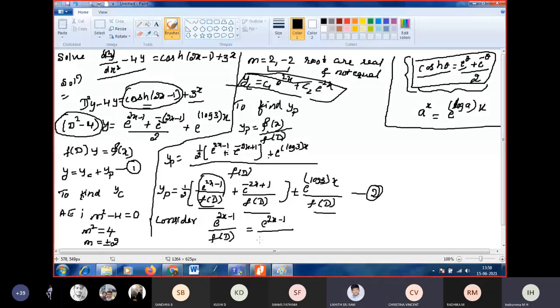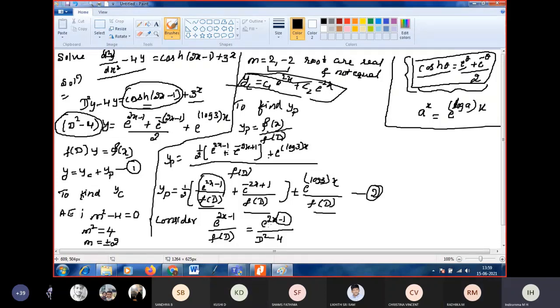What is f of D? f of D is D square minus 4. Now it is like e power ax into f of D, e power ax by f of D. Don't bother about this one. So we can apply type 1 for the e power ax plus b form.